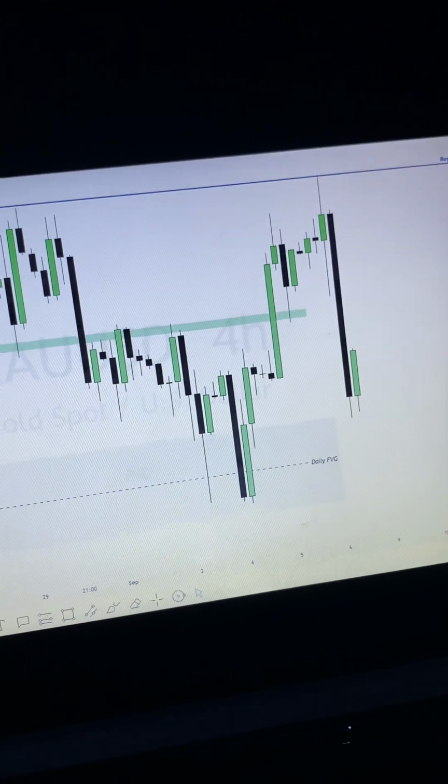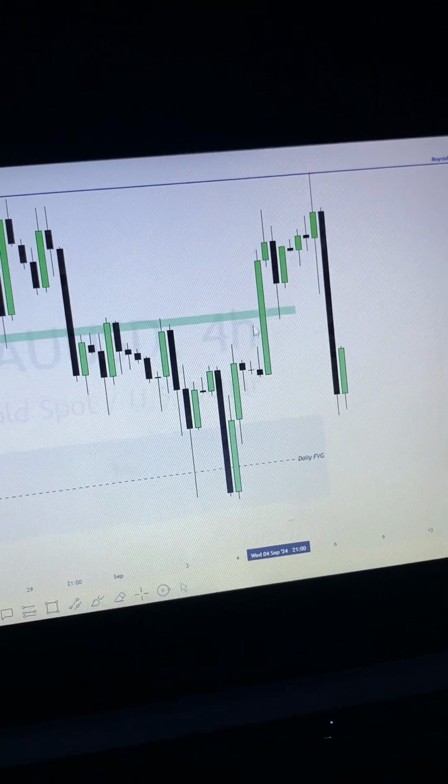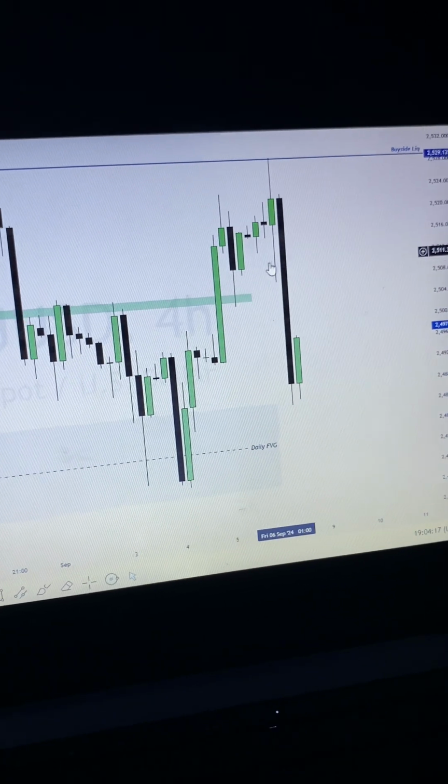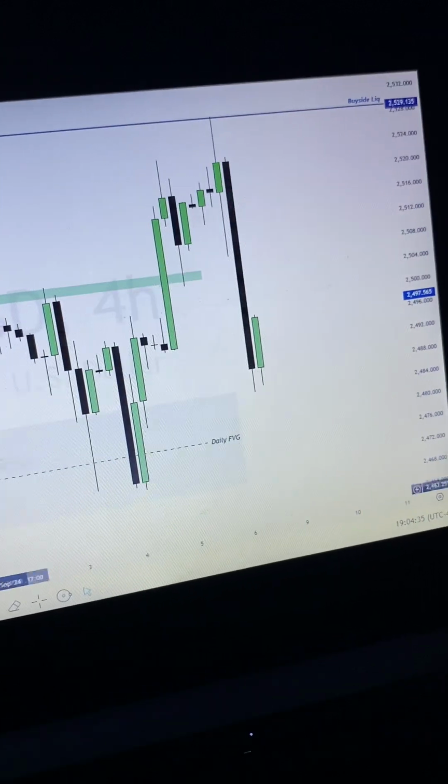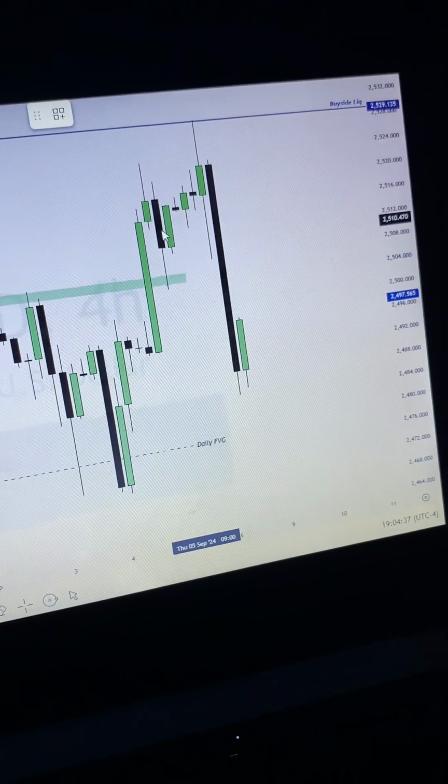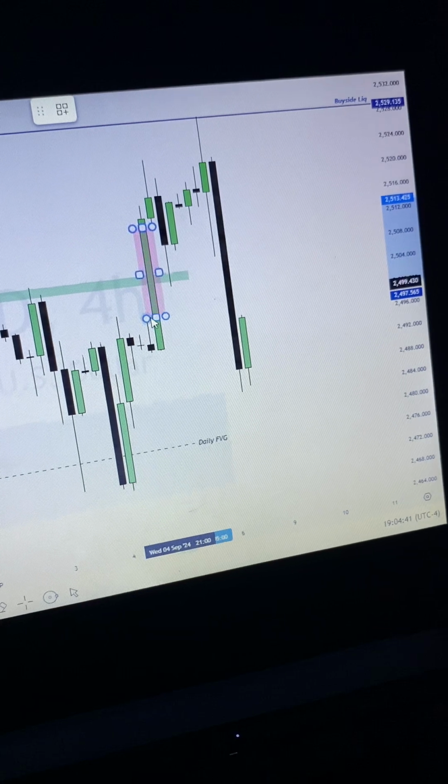So we had this daily fair value gap right here, and upon leaving the daily fair value gap, we created a 4-hour fair value gap, which is this one, and this gap right here. Look at it, magnificent. And then the NFP release was actually inside of, let me highlight this so that you can see what I'm talking about when I move to the lower time frame.